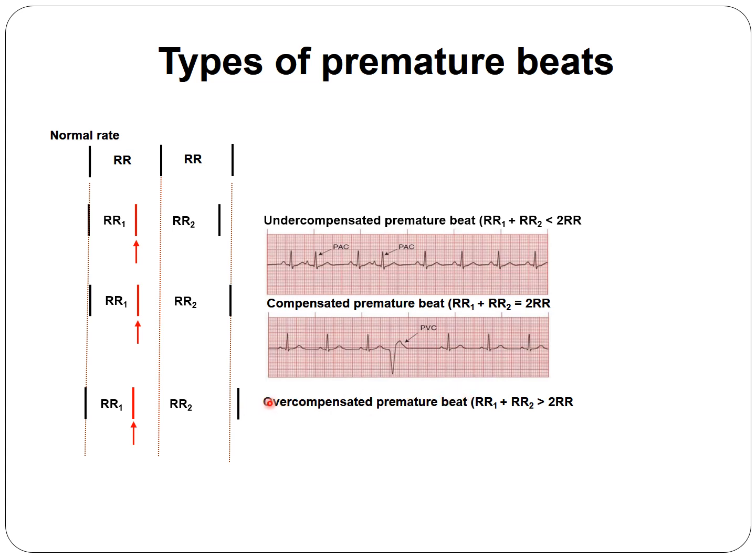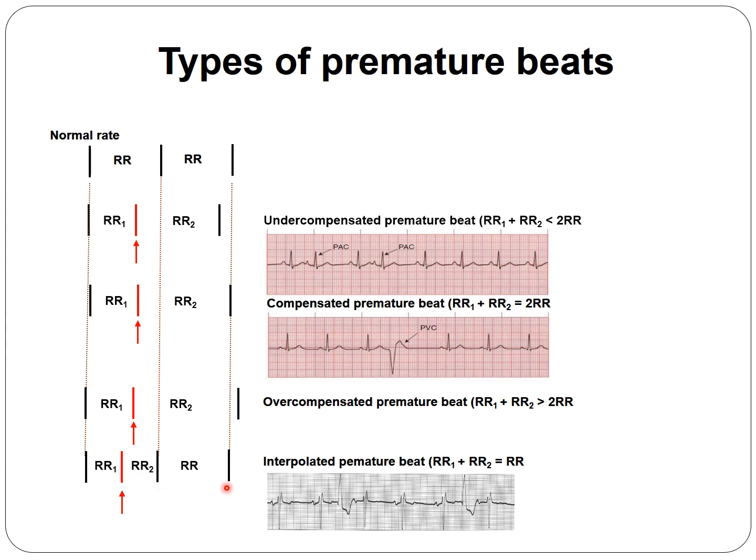This compensation is going to depend on the location of the impulse formation or the quality or the function of the heart. There is another type of premature beat, where the premature beat lies exactly in the middle of the normal RR interval or PP interval, and that is called an interpolated premature beat, when the coupling time and the compensatory time are equal and exactly give a normal cycle time.